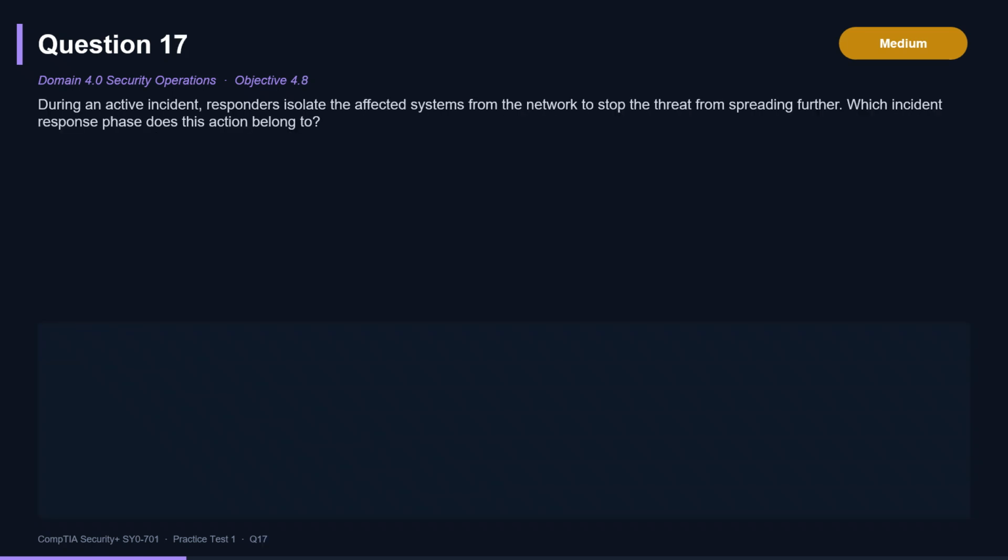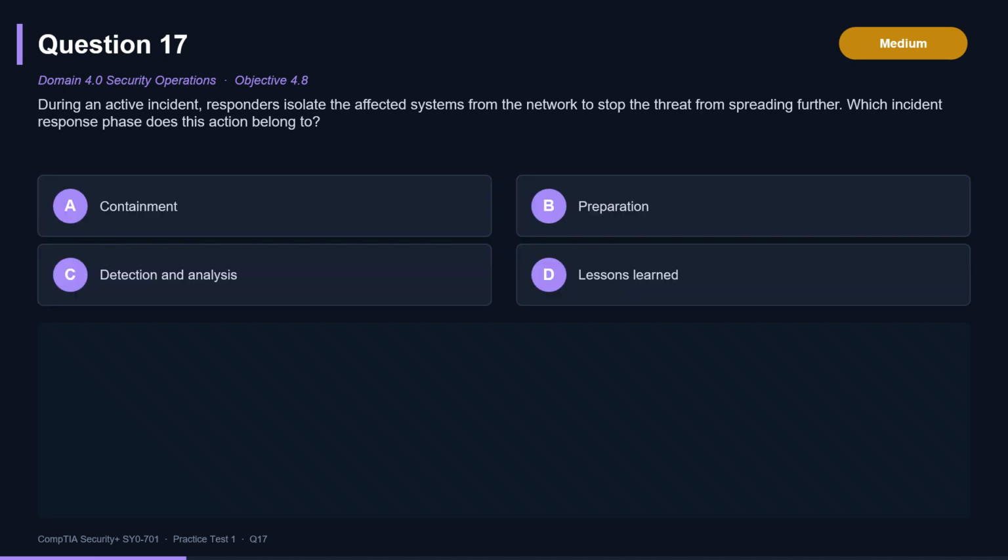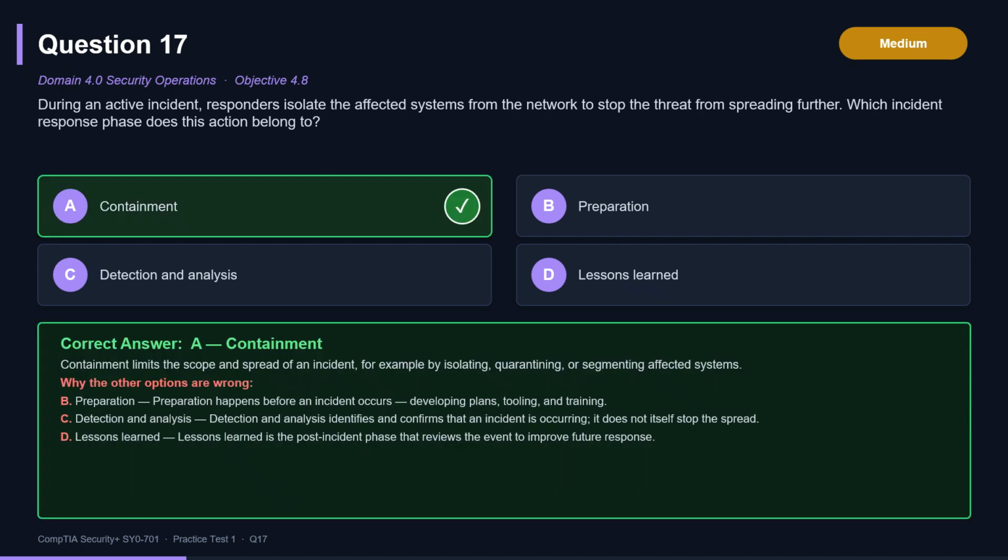Question 17. During an active incident, responders isolate the affected systems from the network to stop the threat from spreading further. Which incident response phase does this action belong to? The correct answer is A, containment. Containment limits the scope and spread of an incident, for example, by isolating, quarantining, or segmenting affected systems.